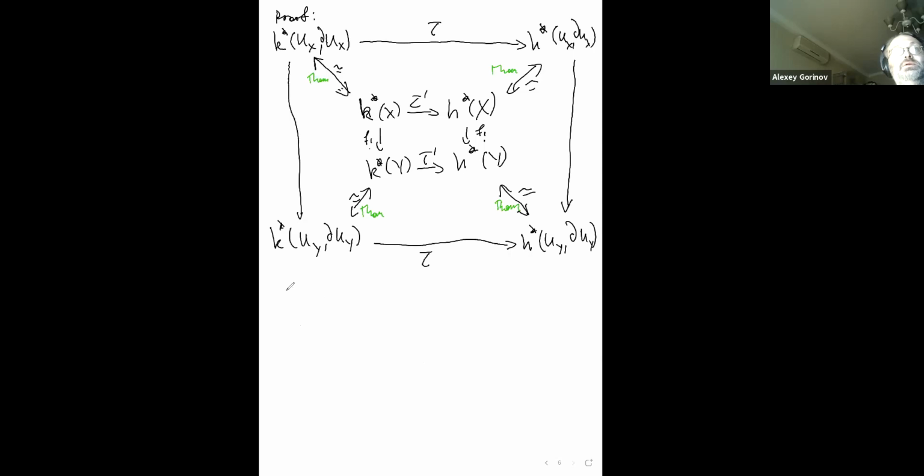So let's look at this diagram and see which parts of it we know to commute. So there's this part, and the corresponding part at the bottom. And these commute by the first version of the Riemann-Roch.